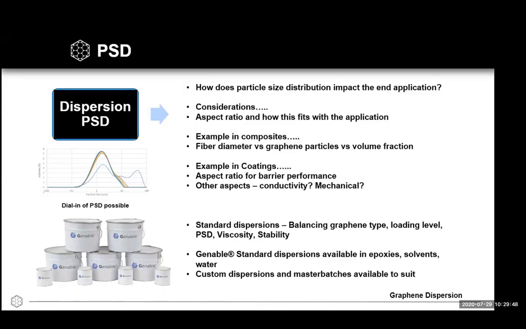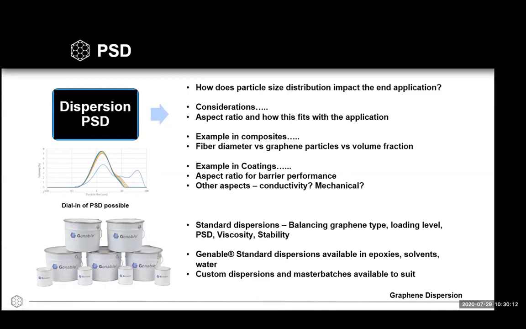The example in coatings: aspect ratio is a huge issue for barrier performance, but other aspects as well, such as conductivity, mechanical performance and the flexibility of paints. We can see a nice example in the middle left of this chart, just in terms of the ability to dial in particle size.